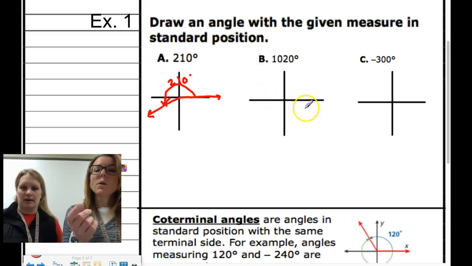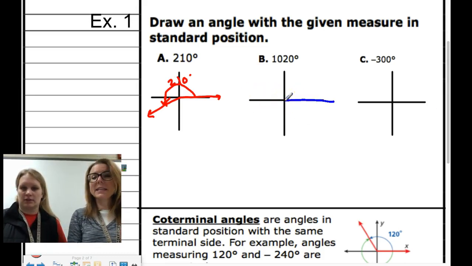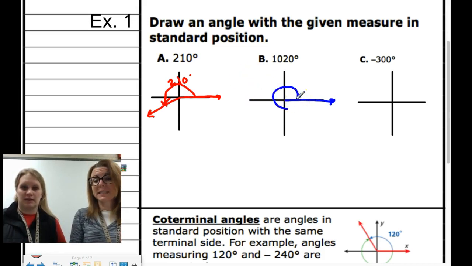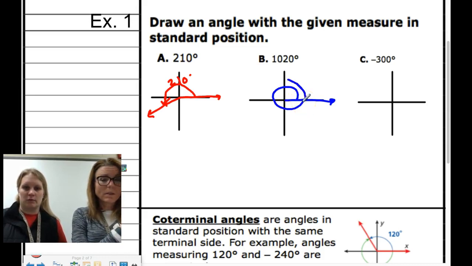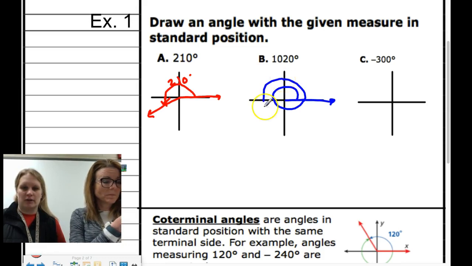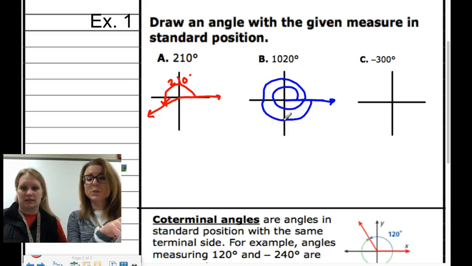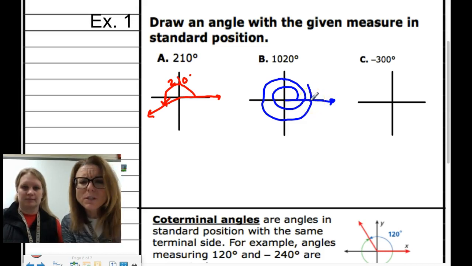Next is 1020. Again, it's starting here, positive, so we go this way. You're going to do a complete rotation, that's 360. Plus 90 would be 450. Plus another 90 would be 540. Plus another 90 would be 630. Keep going. I have to go two more 360s. Did you get two 360s yet? Two 360s would be 720.